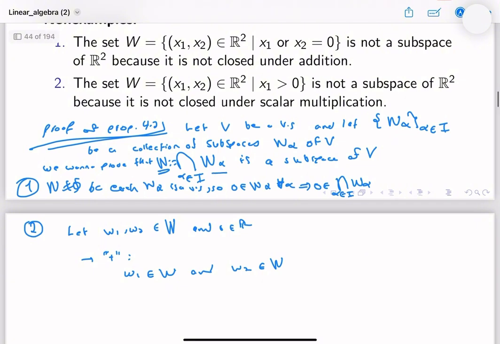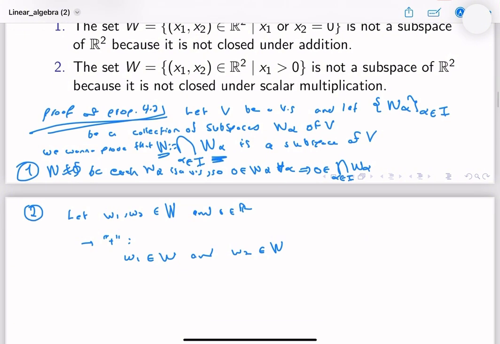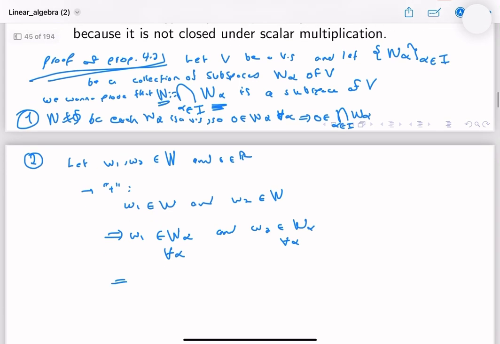But W is the intersection of all the omegas. And what does it mean for something to be in the intersection of a bunch of sets? Well, it means that omega 1 is in W alpha for every alpha, and omega 2 is in W alpha for every alpha. This is by set theory, right? And thus, since both of these are there, we know that omega 1 plus omega 2 is in omega alpha for every alpha.